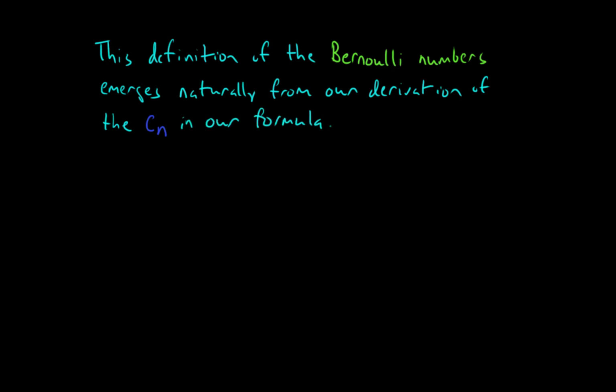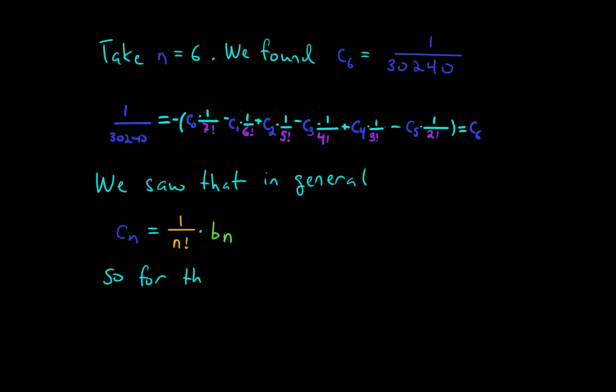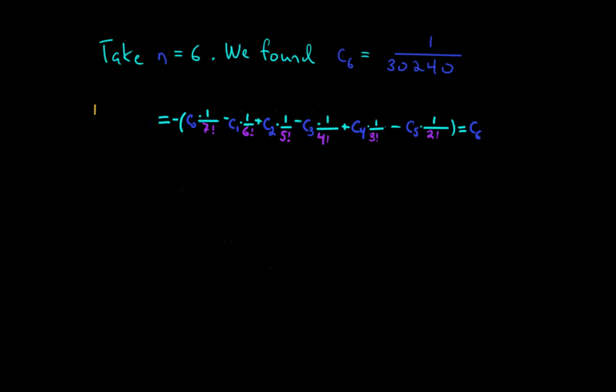So to see how this works, let's take a concrete example. Let's let n equal 6. We found c sub 6 in the Euler-Maclaurin summation formula equals 1 over 30,240. And we derived it from that line in our table of the c sub n that I've copied and pasted here. So we saw that in general, c sub n equals 1 over n factorial times b sub n. So for the case of n equals 6, we would write 1 over 6 factorial times b sub 6 equals this expression that we use to calculate c sub 6.